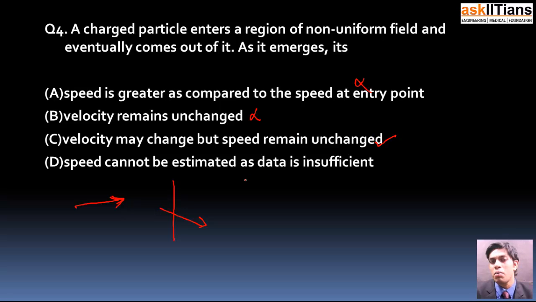D. Speed cannot be estimated as data is insufficient. We don't need to give any statement about the magnitude of the speed, or whether it's increasing or decreasing, but we just need to state whether the speed remains unchanged or it's changing. We know that the speed remains unchanged. So again, this does not satisfy our cause. So C, velocity may change but speed remains unchanged, is the correct option.